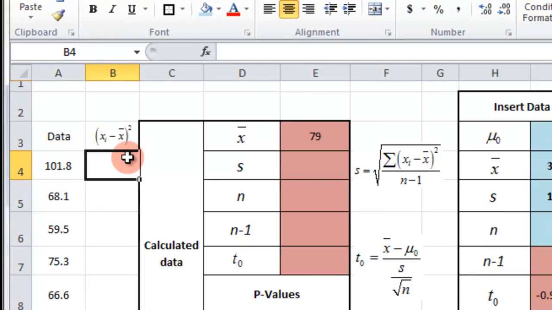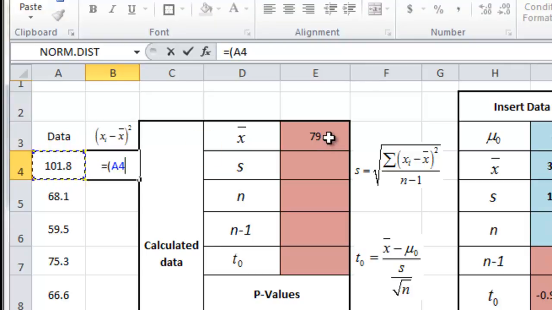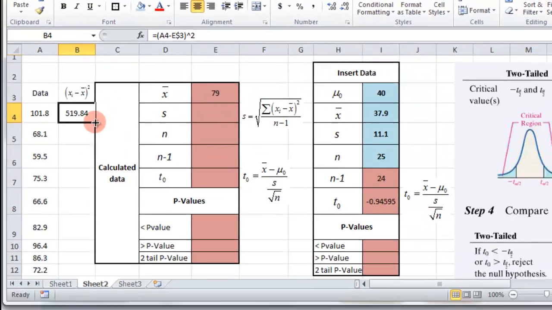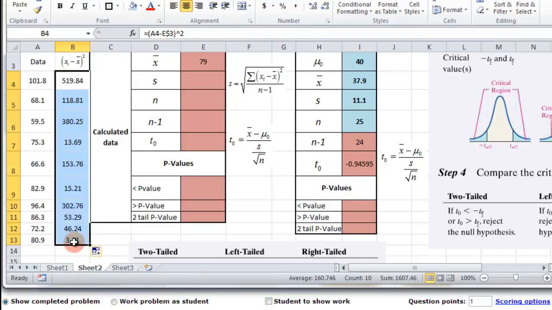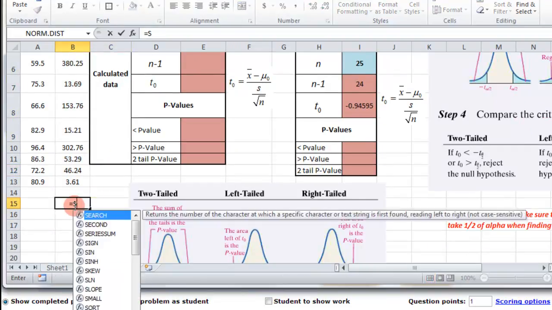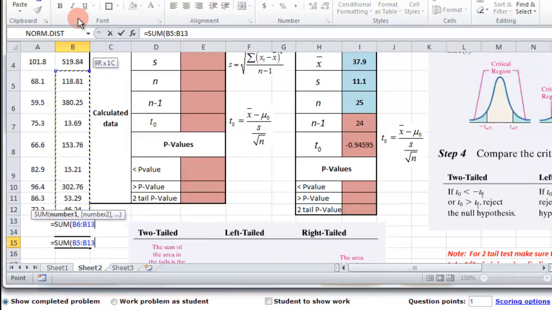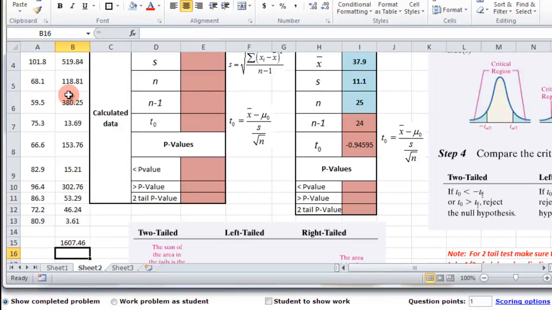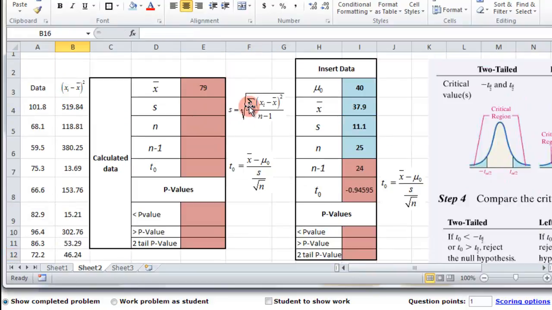squares. So I'm going to take the xi here, subtract it from x bar, and square it. I'm going to put a dollar sign on that x bar so I can pull that down then. Then I can pull this all the way down. And then we need to sum that up. So at the bottom here, I'm just going to write sum of all this information here. Okay, so then that's the sum of those.